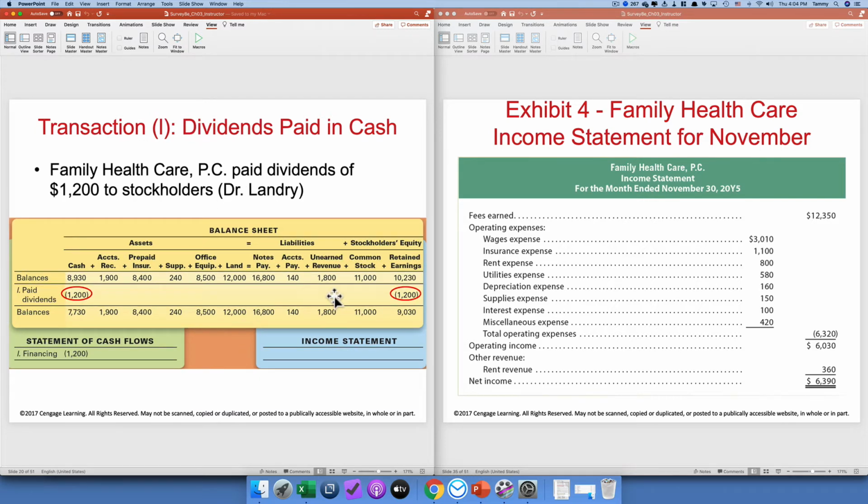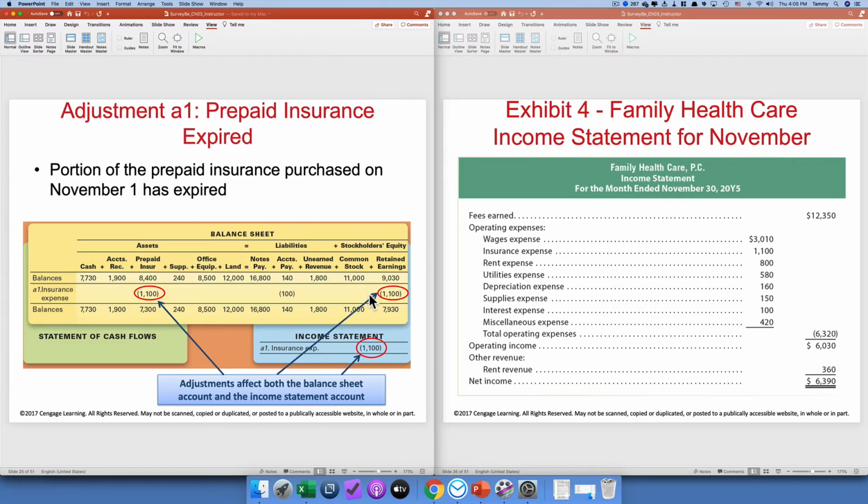Okay, she paid herself $1,200. That does not show up on the income statement because dividends come out and reduce retained earnings, but they aren't part of what you are reporting as income or expenses for the business. Okay, so here come all those adjustments.